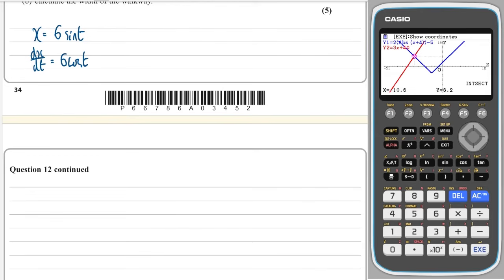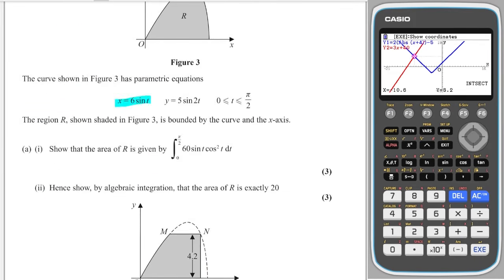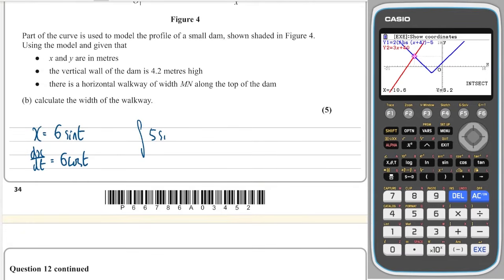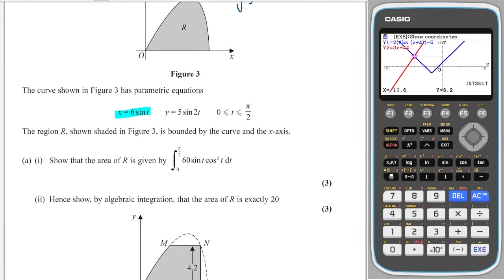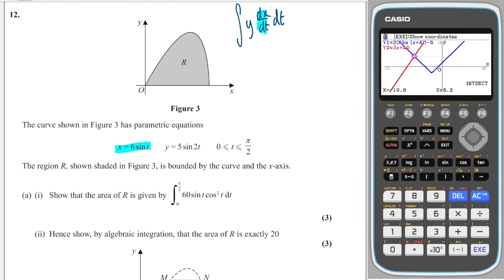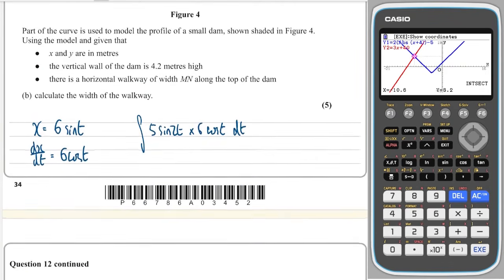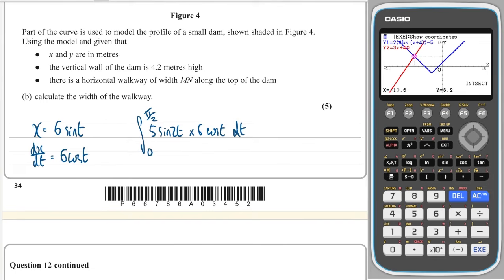And we now need to write that formula down, which was the integral of y, and y was, let me just double check what y was, 5 sine 2t, multiplied by dx by dt, which is 6 cos t, and then that's dt. And what about the bounds? Well, the region covers the whole domain, and the domain of t is between 0 and pi over 2. So that's between pi over 2 and 0.